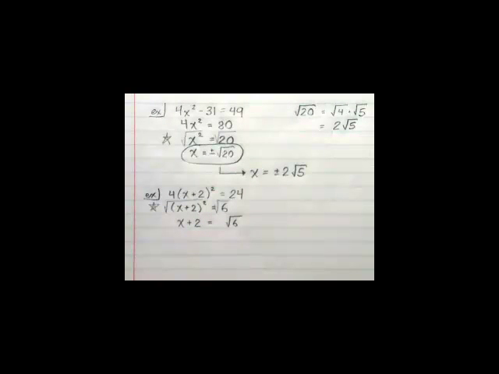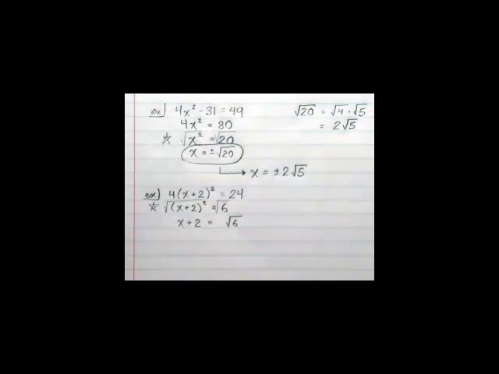I just square rooted both sides. So when I square root a square, it canceled. So it's just x plus 2. If I square root something squared, those two things cancel each other off, and it's just whatever else there was in there. It's just x plus 2.